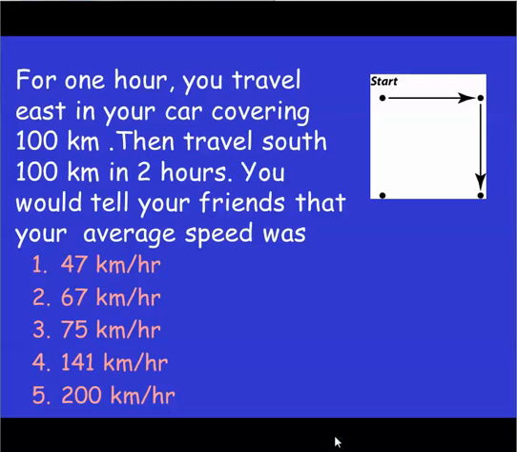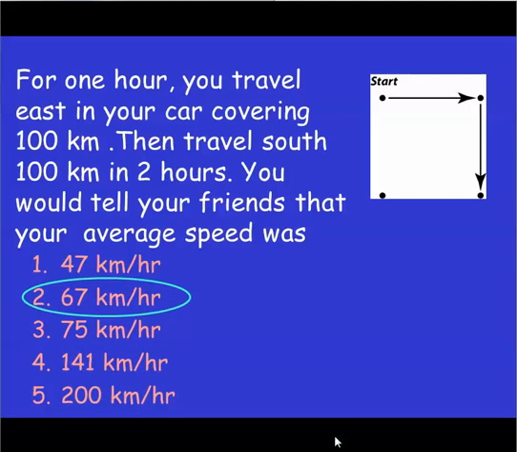So you should pause the video and try to figure out the answer to this. Then start playing it again. So the answer is 67 kilometers per hour.